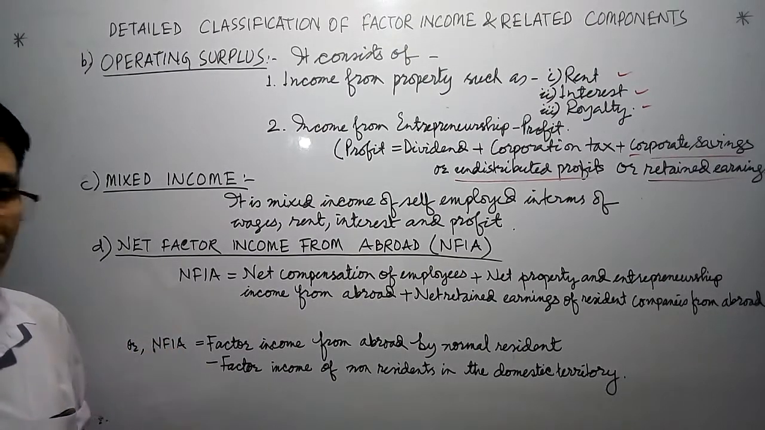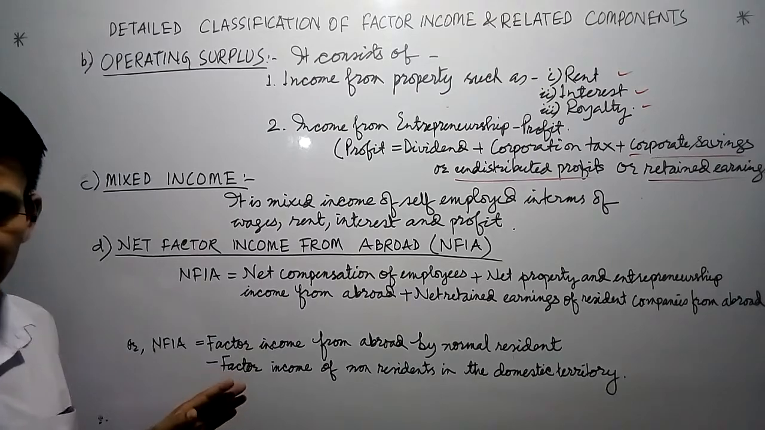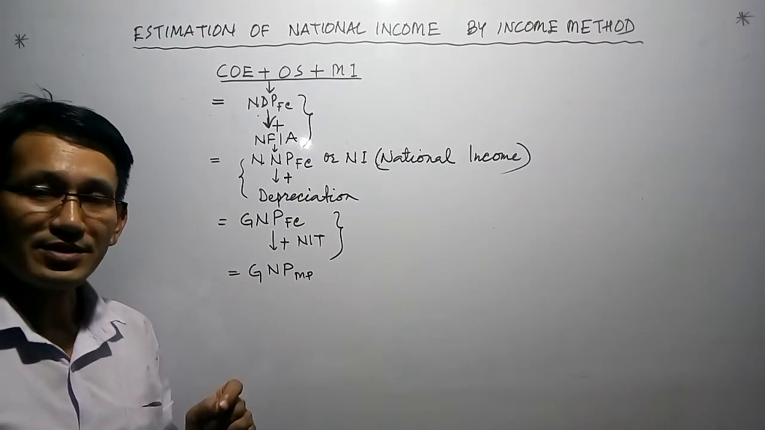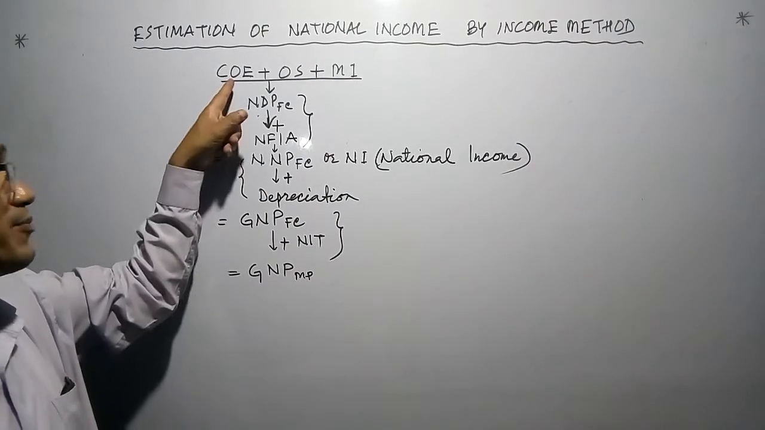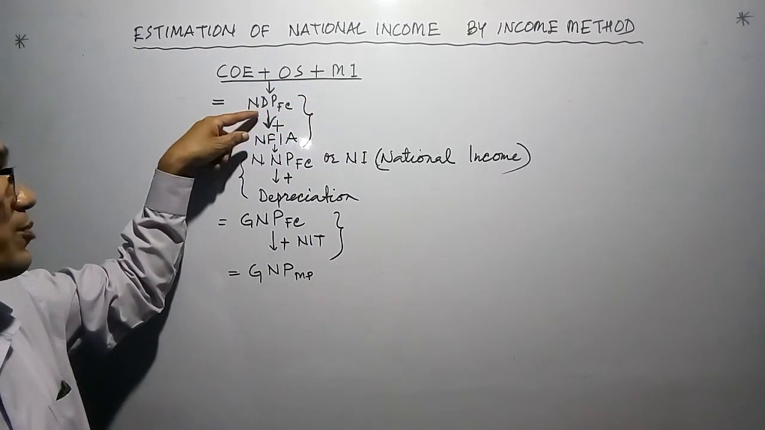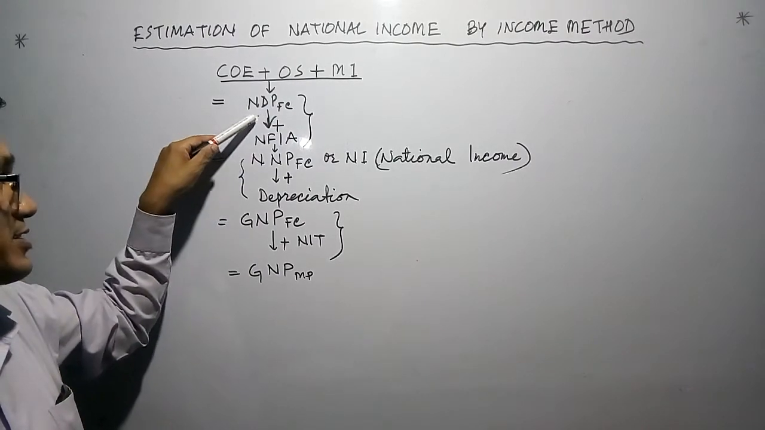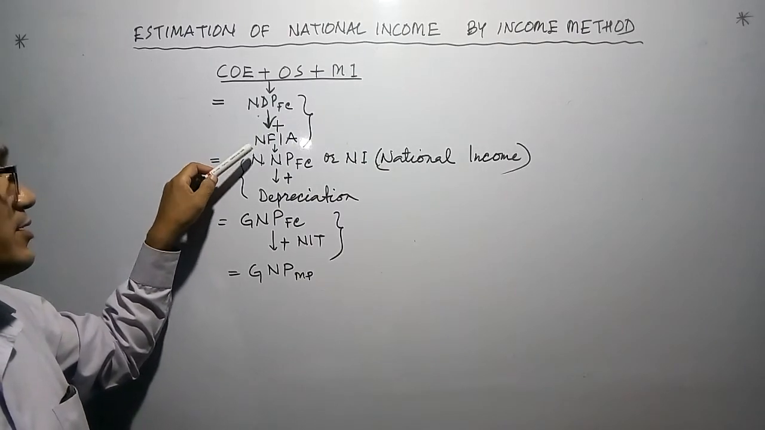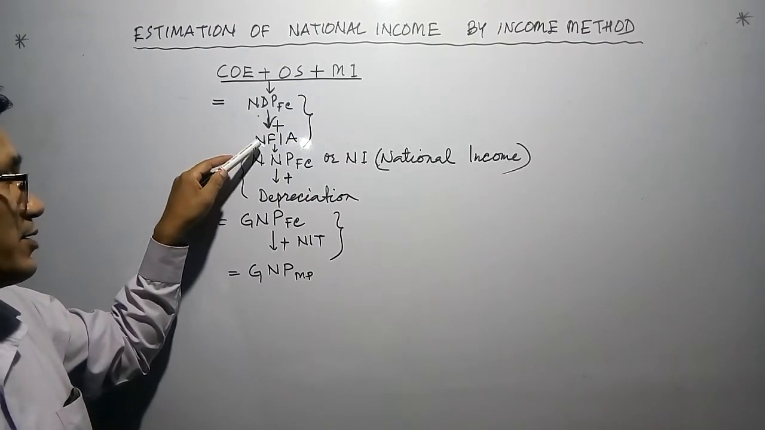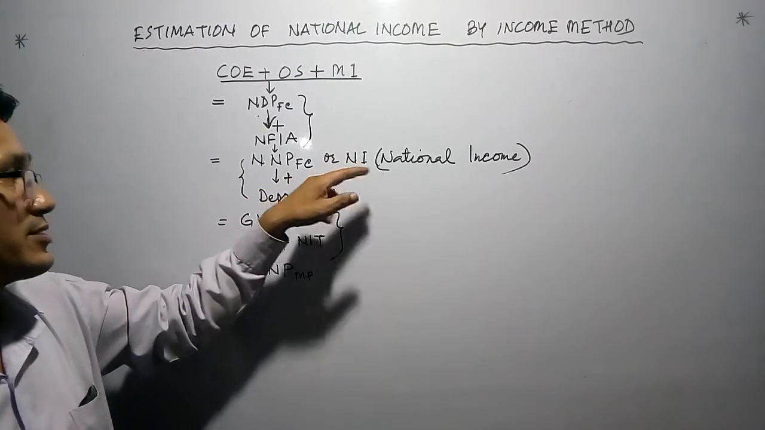Now we will see how the other aggregates of national income are related to the national income by the income method. The last portion is estimation of national income by the income method. By adding up the compensation of employees, operating surplus and mixed income of the self-employed, we get net domestic product at factor cost. If we add net domestic product at factor cost and net factor income from abroad, we get net national product at factor cost, which is also known as national income.